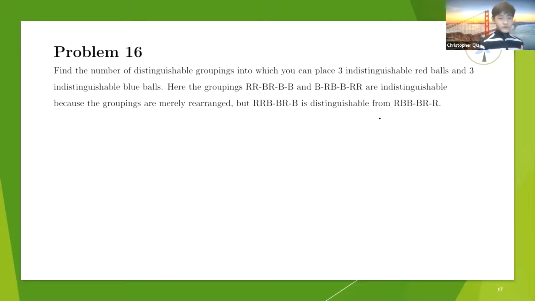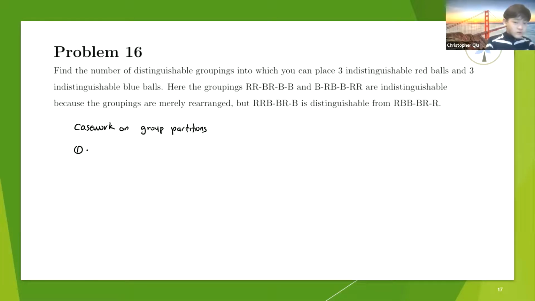So we have 3 red balls, R, R, and R. You can't tell apart what they are. And also we have 3 blue balls as well. So we want to group these balls into indistinguishable groups, and we want to find the number of total ways we can do this. So here, what we're going to do is perform casework on the number of balls in each group. We can call this the group partition.